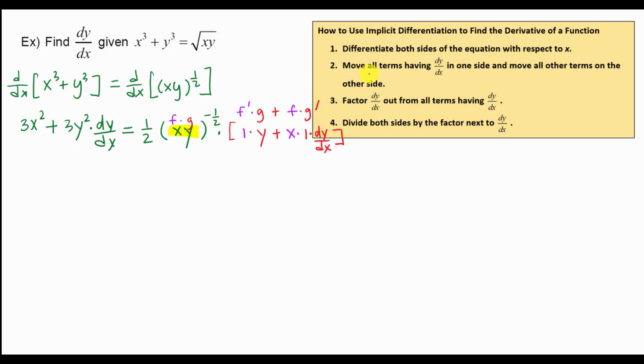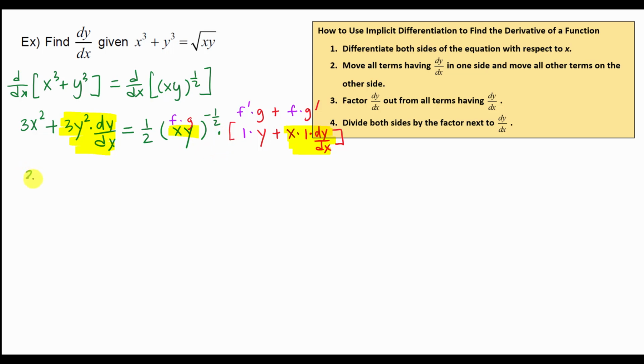Step 2, move all terms having dy/dx to one side and move all other terms to the other side. So I see that I have a dy/dx term, one of them here, and another one right here. But this one I cannot move because it is multiplied by 1/2 and also xy to the negative half power. So let's rewrite this so that it's easier to see what's going on.